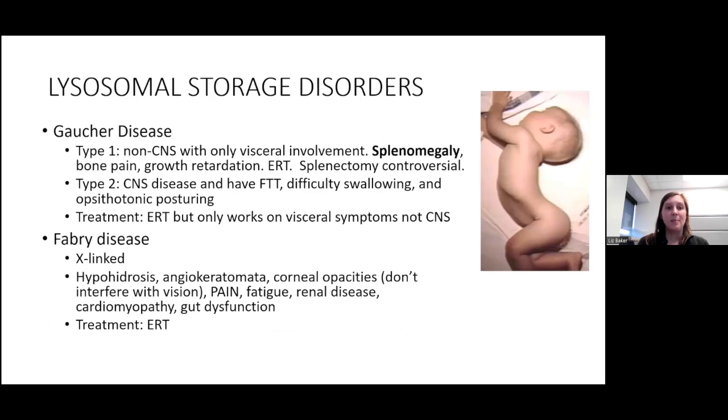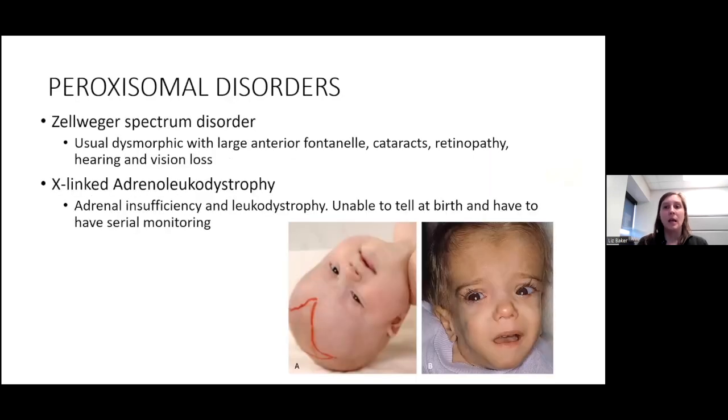Fabry disease is X-linked, and it comes up with hypohidrosis, which is difficulty with sweating, angiokeratomas, which are purple spots, corneal opacities, pain, fatigue, renal disease, and cardiomyopathy, and the treatment is ERT. And then last are peroxisomal disorders. There's Zellweger syndrome. They are dysmorphic, as you see in these pictures here, with hypertelorism. They have large anterior fontanelles, cataracts, retinopathy, and hearing and vision loss.